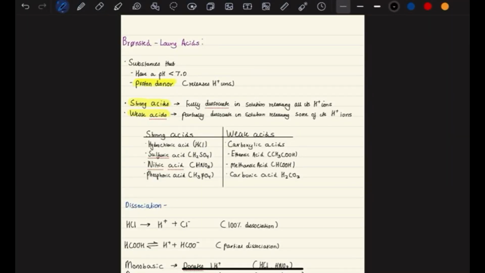Really important topic because it's going to lead into titrations, which we'll cover in the next chemistry video. But for now, let's get straight into it. Okay, so we're going to kick this off with our Bronsted-Lowry acids. Now, don't stress too much about Bronsted-Lowry, not really relevant, it's just the name of some scientists.